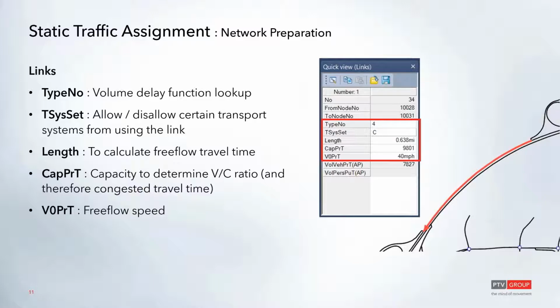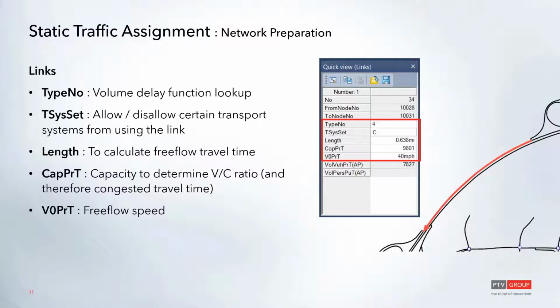All right, and so as part of the static traffic assignment, there are a few different attributes that are really going to be taken into account for that assignment procedure. So for links, they will all have a type number associated with them, and this type number is going to be linked to a volume delay function. And we'll talk about all of the different volume delay functions set up in a bit.